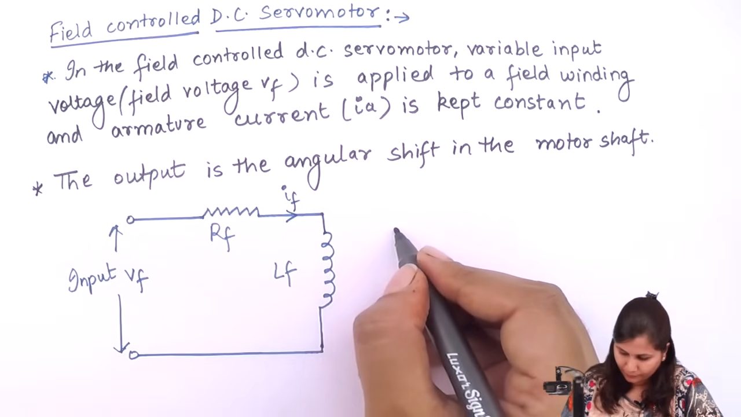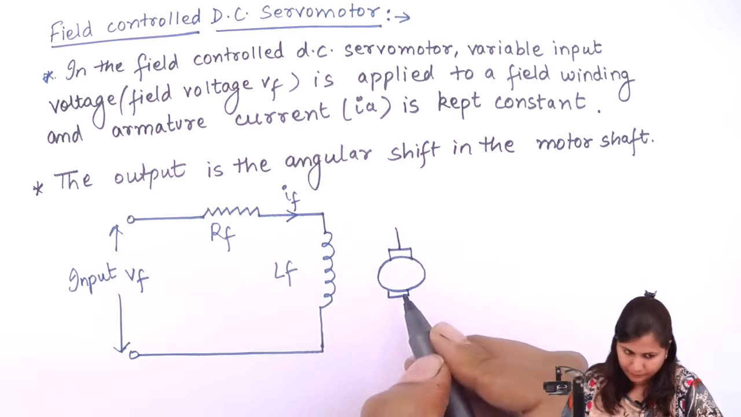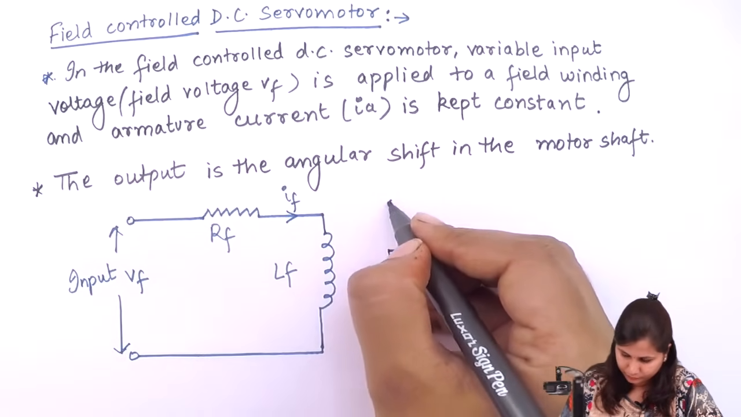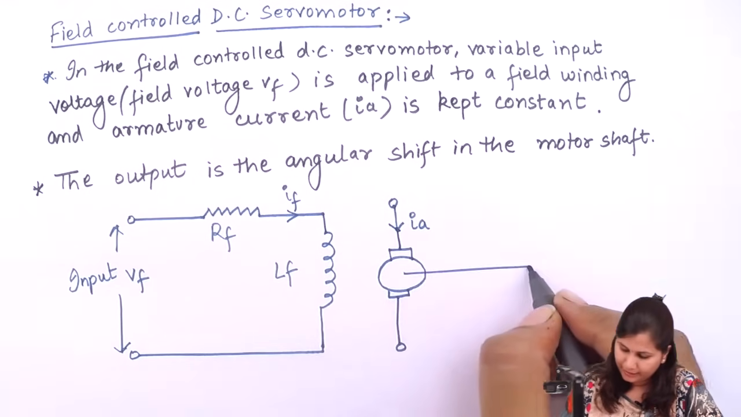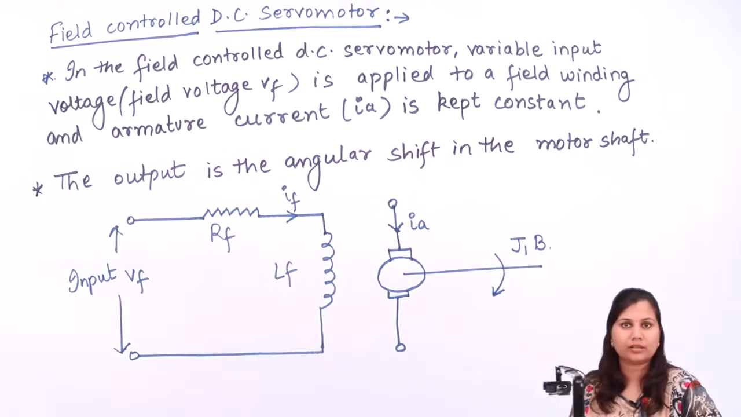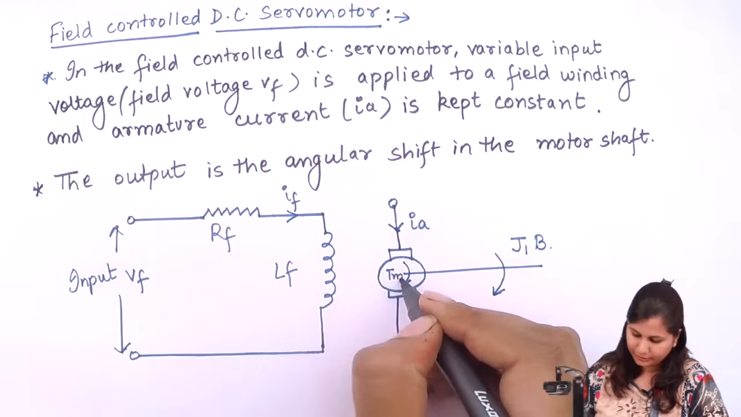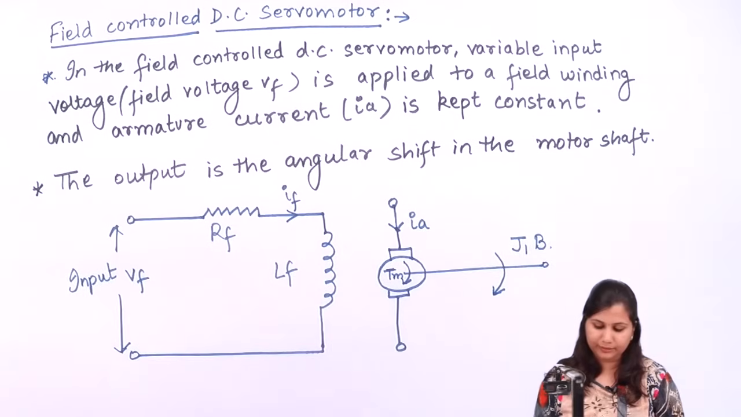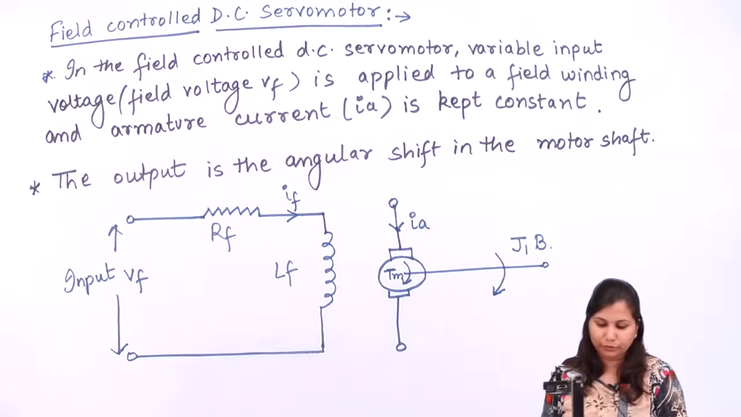Now draw the armature side. This is the motor shaft and the current flowing through it is the armature current, and here we are applying the torque produced, J1B, and here Tm. Okay, so this is the armature side of the motor and this is the field side of the motor. So this is the circuit diagram for the field controlled DC servo motor.